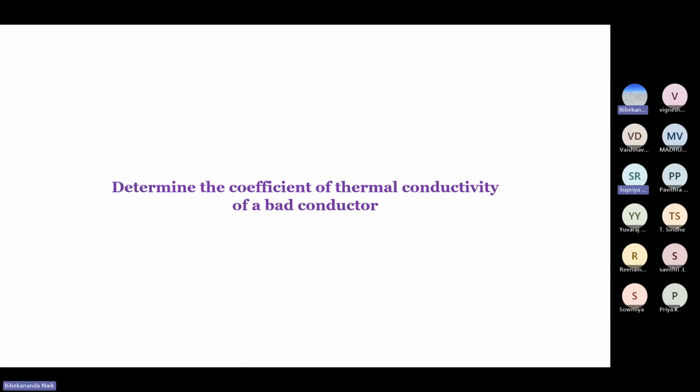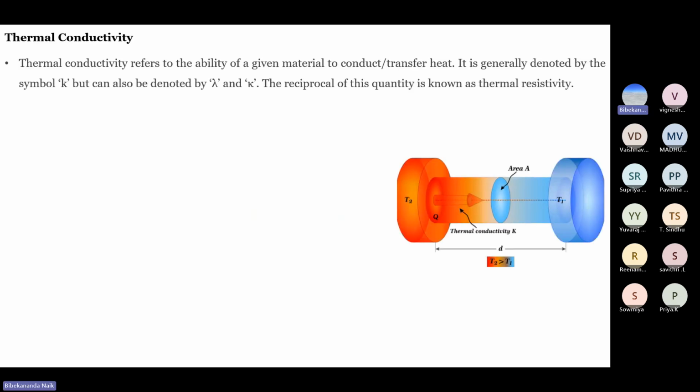So today we will discuss first a few experiments and then we will solve the problems related to those experiments. First we will discuss how to determine the coefficient of thermal conductivity of a bad conductor. Now, what is thermal conductivity? Thermal conductivity refers to the ability of a given material to conduct or transfer heat. It is generally denoted by the symbol K, or lambda can also be used. Its reciprocal is known as thermal resistivity.